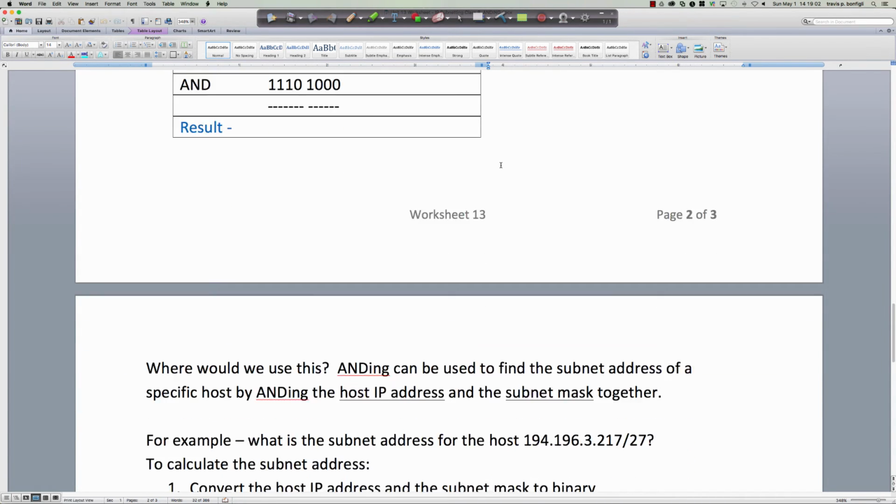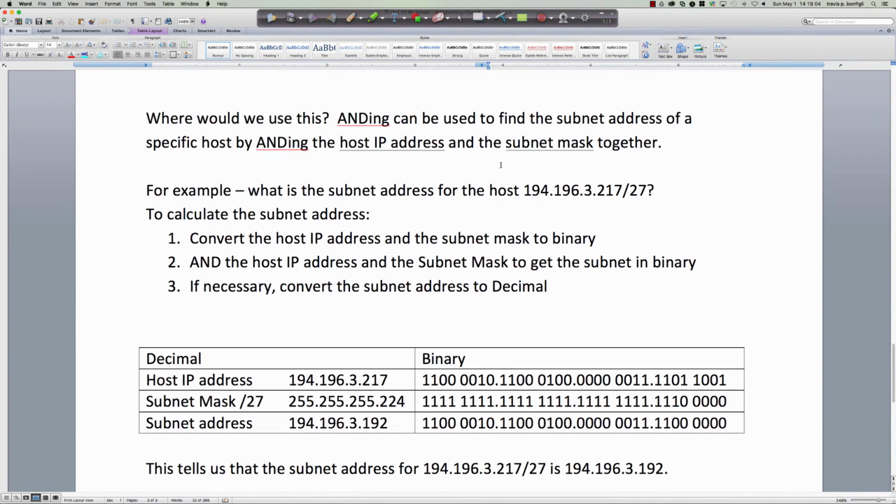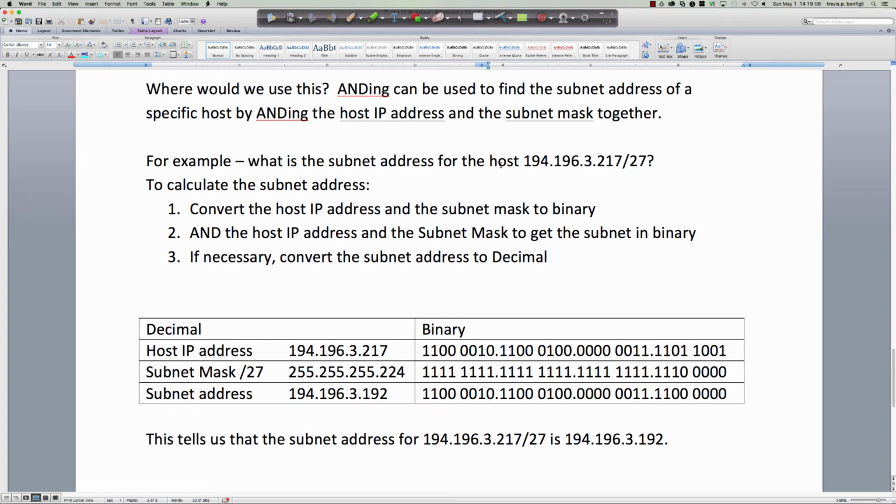Very straightforward. All right, so let's take a look here. And again, this is sort of the use case, right? Because you're probably wondering, well, that's great that you showed me how to do the ANDing, but when would I ever use something like that? And so here is really the ultimate use case for the ANDing: you can find the subnet address of a specific host by ANDing the host IP and the subnet mask together.